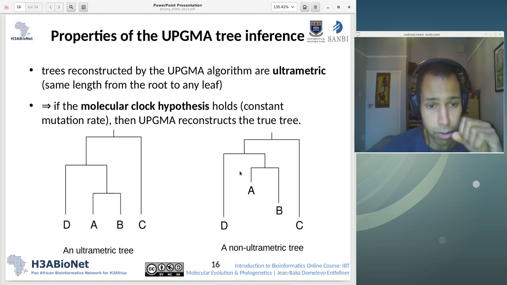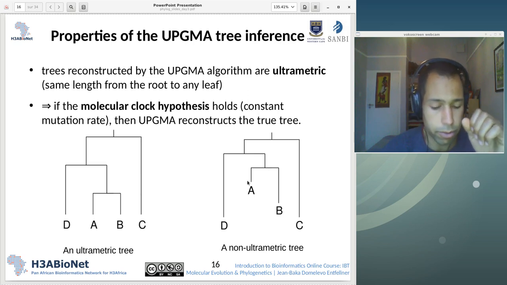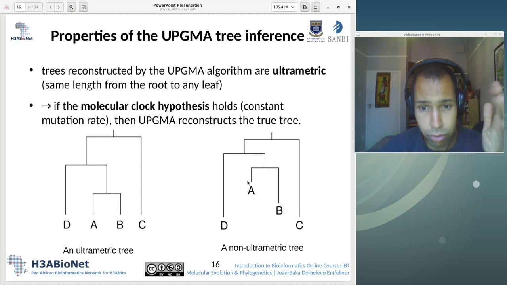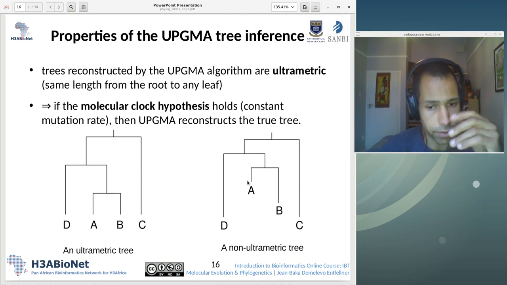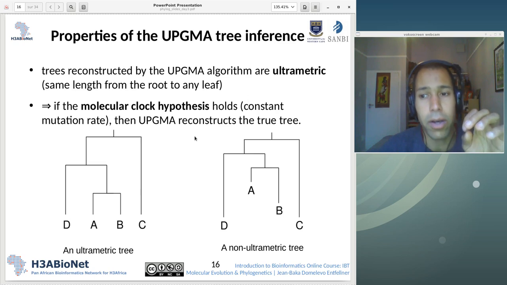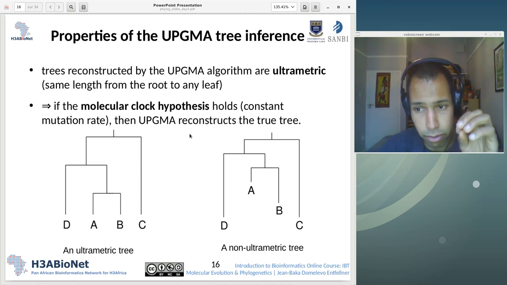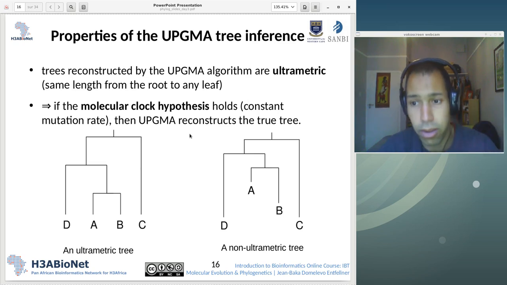But if the molecular clock hypothesis holds, then UPGMA reconstructs the true tree. That's a statement based on the assumption that we would know the true tree. And that's not always the case. That's a theoretical assumption, a theoretical statement about the UPGMA method. We see that if UPGMA is put at work on a matrix of distances inferred from a true tree where the molecular clock hypothesis holds, then UPGMA reconstructs that true tree.